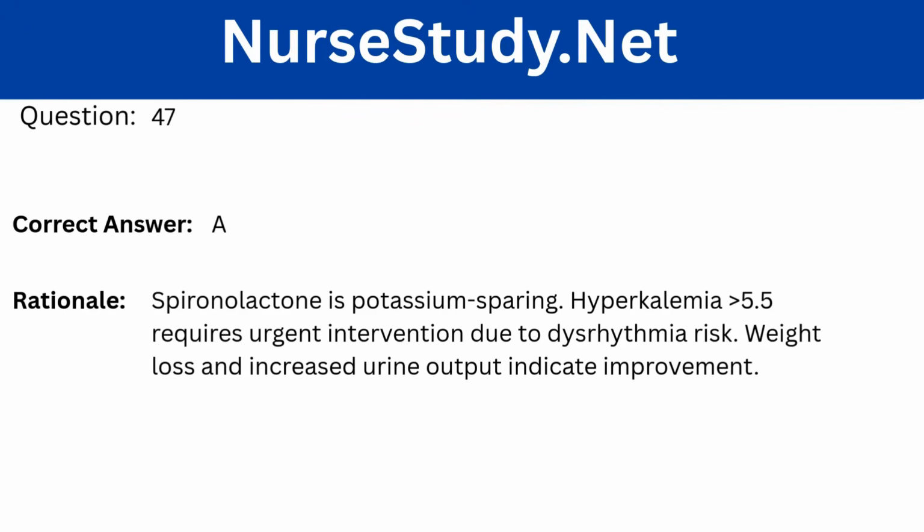Correct answer: A. Rationale: Spironolactone is potassium sparing. Hyperkalemia greater than 5.5 requires urgent intervention due to dysrhythmia risk. Weight loss and increased urine output indicate improvement.